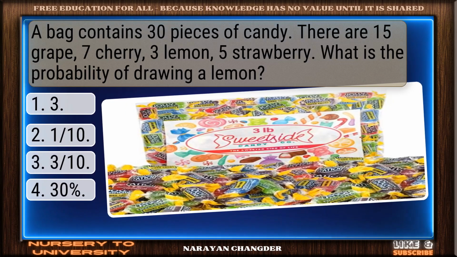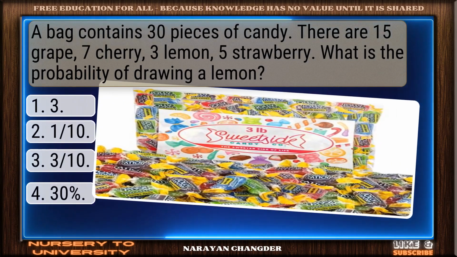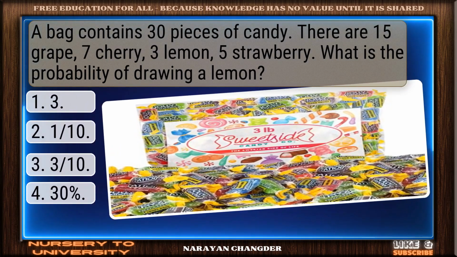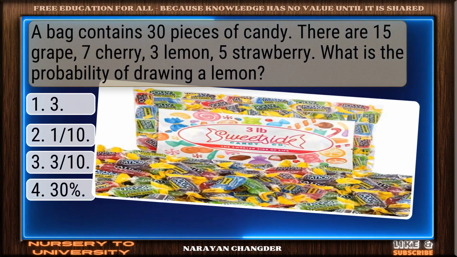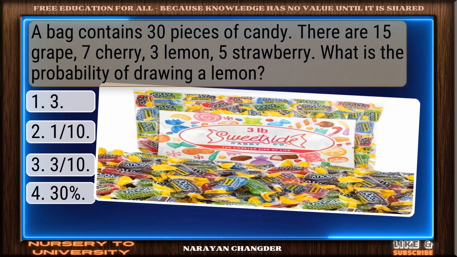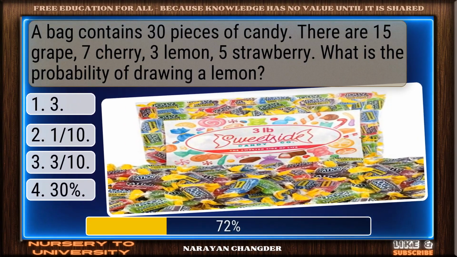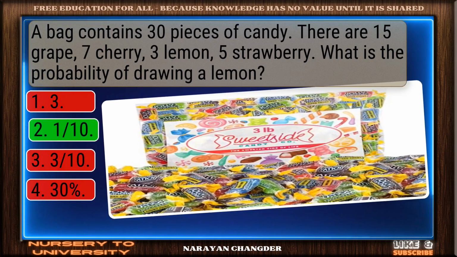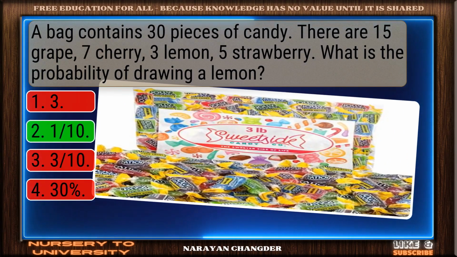Question number 2. A bag contains 30 pieces of candy. There are 15 grape, 7 cherry, 3 lemon, 5 strawberry. What is the probability of drawing a lemon? Sharp thinking? 5/10 is the right choice.